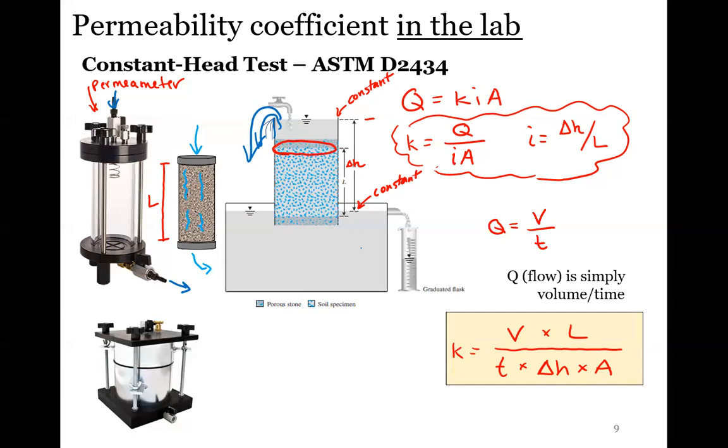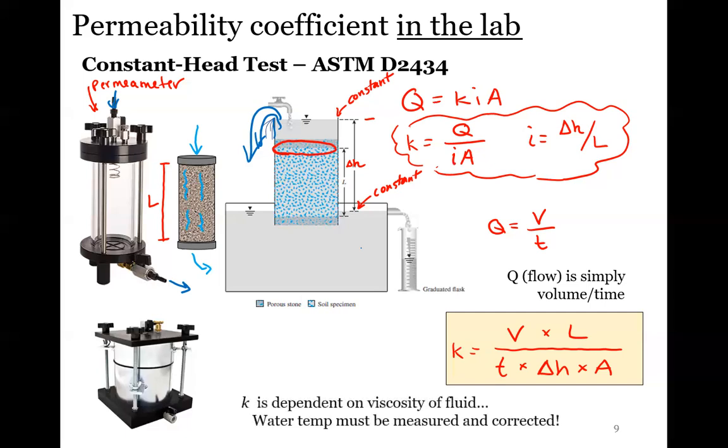So what we can do now is compact the sample to the same void ratio in our permeameter and then run this test. So now we can actually find the permeability of our field conditions easily in the lab, just from that void ratio and that energy applied.